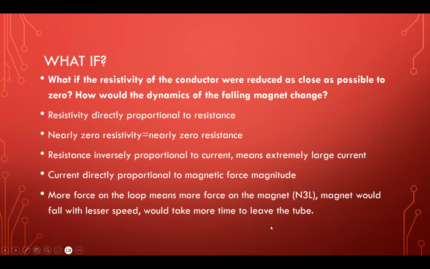What if the resistivity of the conductor were reduced as close as possible to 0? How would the dynamics change? The resistivity is directly proportional to the resistance, and nearly zero resistivity means nearly zero resistance. Resistance is inversely proportional to current, meaning there would be extremely large current. The current is directly proportional to the magnetic force, and this means that there would be an extremely large magnetic force, and the magnet would fall with far lesser speed and would take far more time to leave the loop.